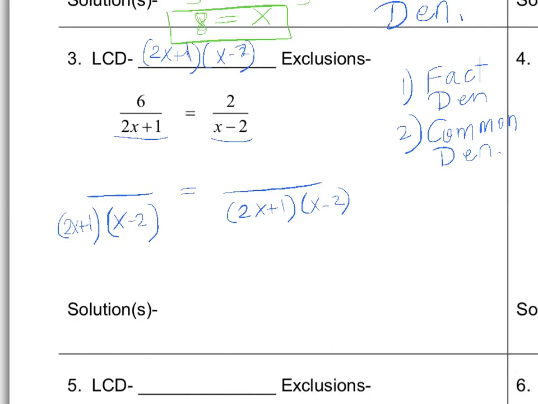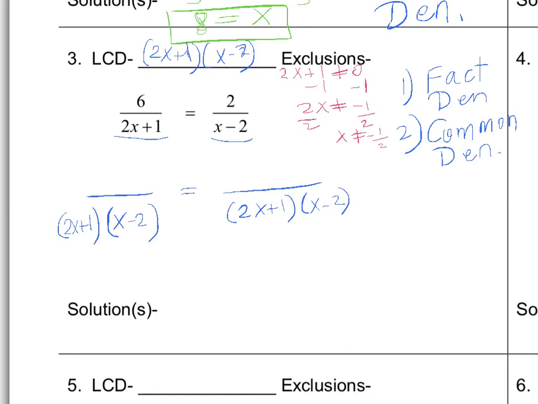Now remember, exclusions means the bottom, you always look at the one that they gave you, should be different from 0. So you set each one to be different from 0. Or you think what the values would be that would make it equal to 0. So 2x plus 1 should be different from 0. It's just like equal, so you solve it the same. You subtract 1. So 2x should be different from negative 1. You divide by 2. So x should be different from negative half.